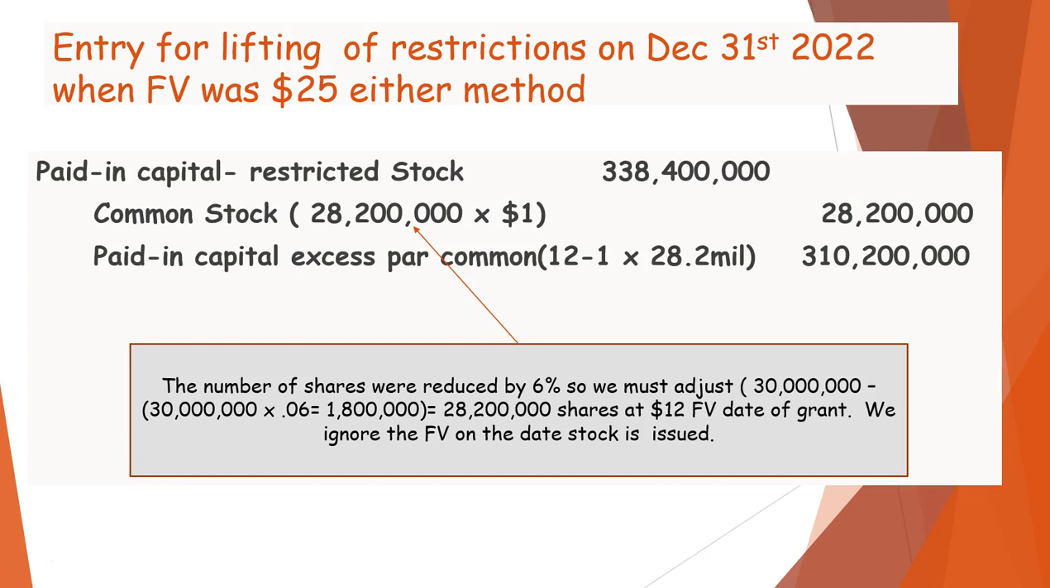And the calculation you see down there is you're going to take 30 million times 6%, and that's 1.8 million, and subtract that from the 30 million, and that's how you get the 338,400.